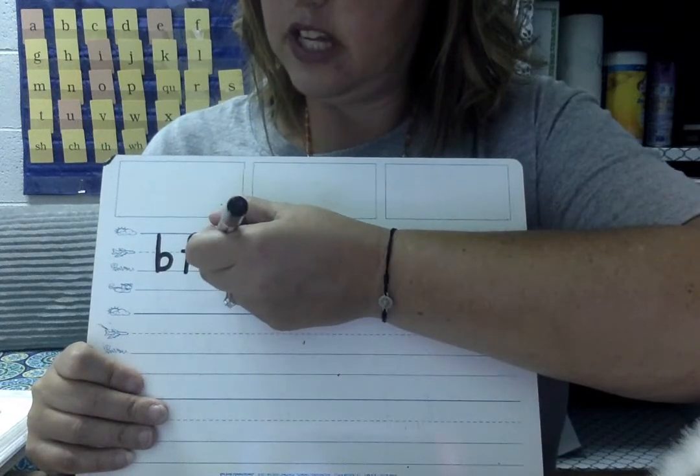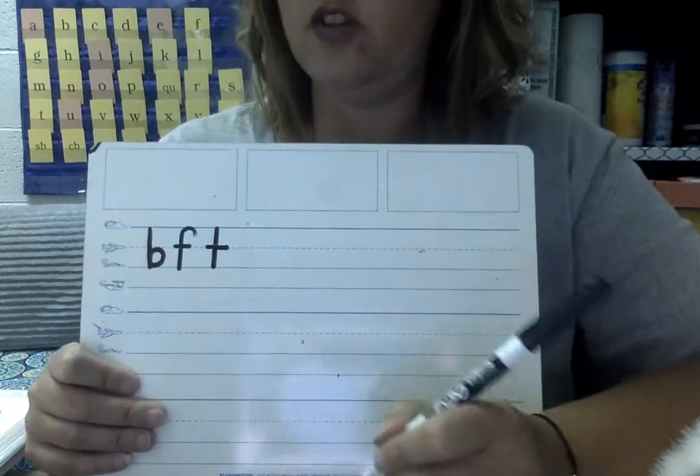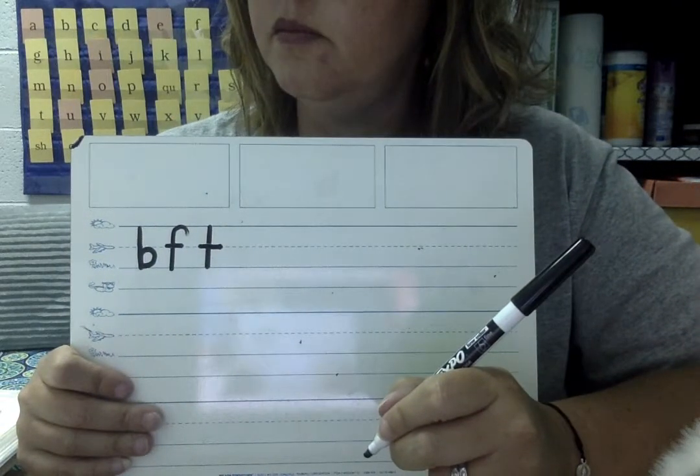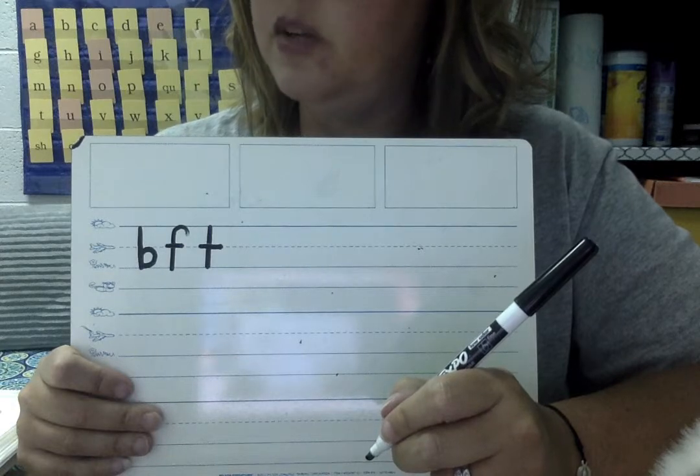T, remember, looks like our cross. Start at the skyline down to the grass line, cross over at the plain line. Okay, trying to go in order that we learned them.